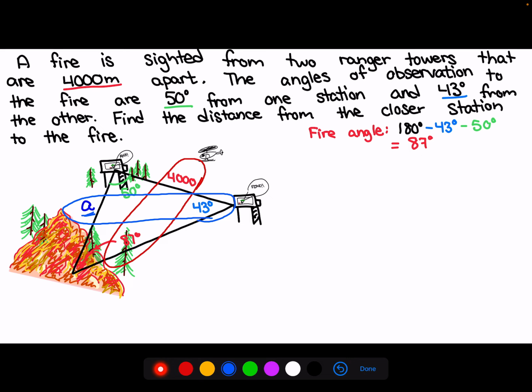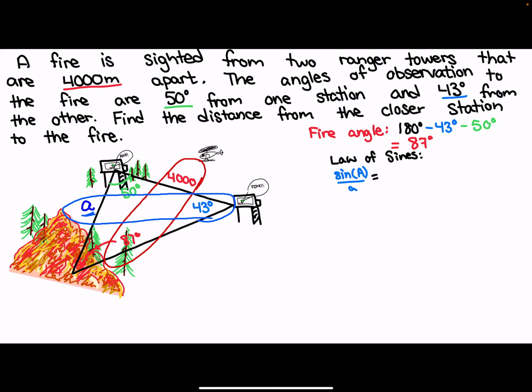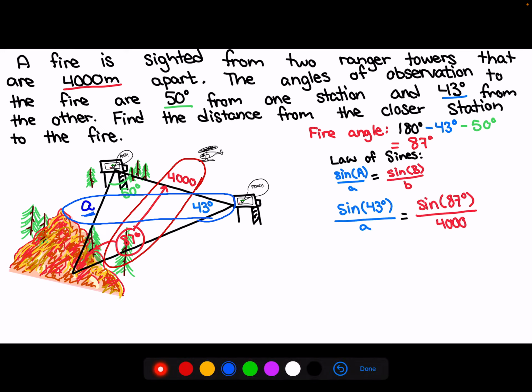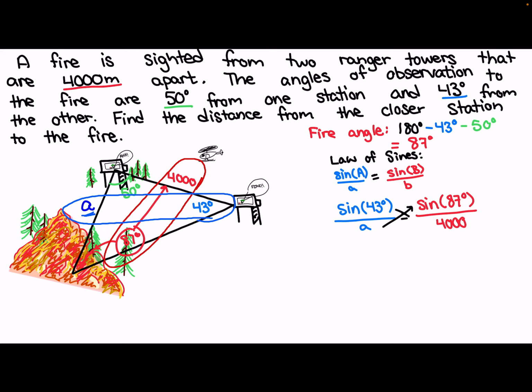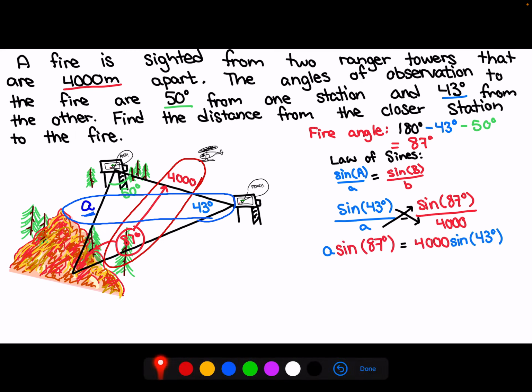So now we can use law of sines. Sine of A over A equals sine of B over B. So sine of 43 degrees over A equals sine of 87 degrees over 4,000. From here, I just need to cross multiply and solve. Cross multiplying will give me A times sine of 87 equals 4,000 times sine of 43.